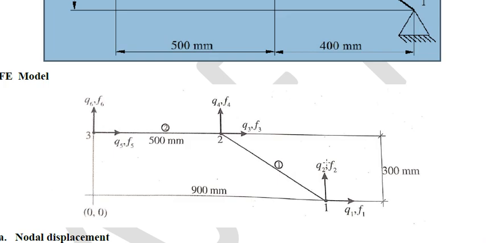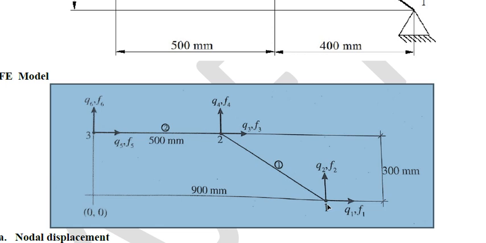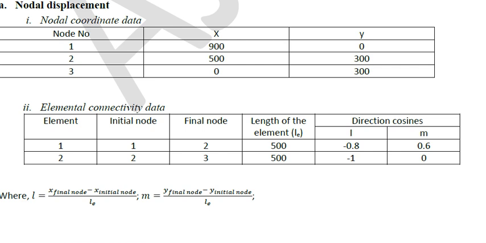The first step is to write the finite element model. At node 1, the displacement will be q1 in x direction, q2 in y direction. Similarly, q3 in x direction, q4 in y direction, q5 in x direction, q6 in y direction. This will be displacement in x and y directions, as I told. This is about the displacement happening.